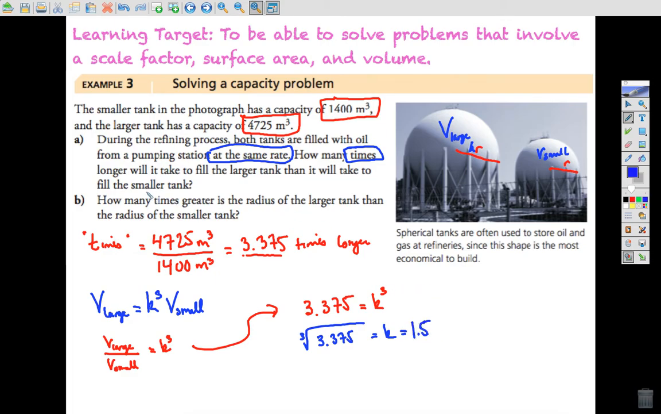And so how many times greater is the radius? Well, there's a scale factor. It's 1.5 times greater. And so again, the focus here is how is volume related between scaling? Well, it's related by a factor of k cubed.